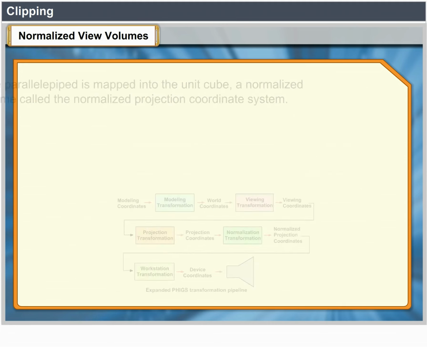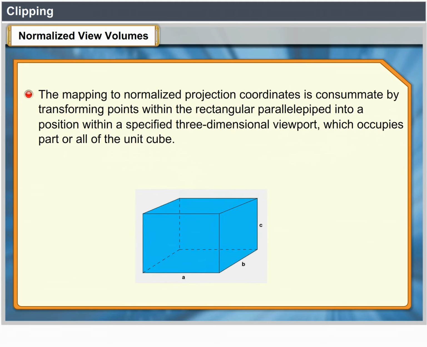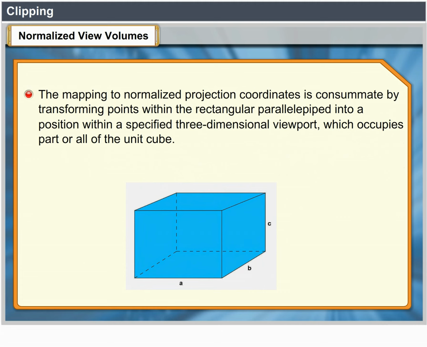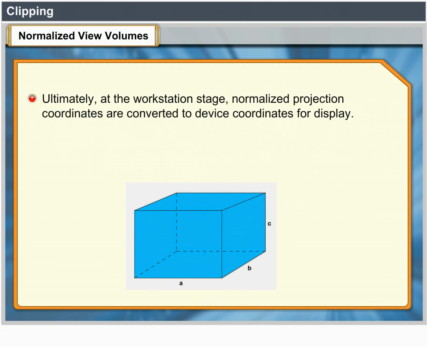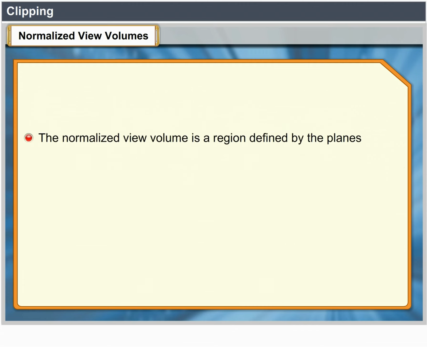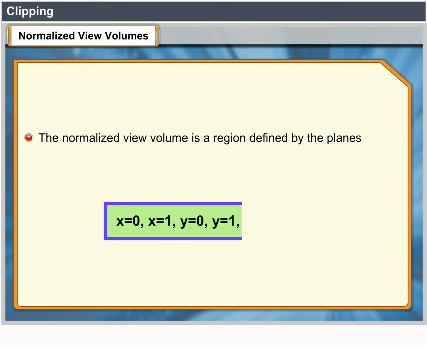system. The mapping to normalized projection coordinates is accomplished by transforming points within the rectangular parallelepiped into positions within a specified three-dimensional viewport which occupies part or all of the unit cube. Finally, at the workstation stage, normalized projection coordinates are converted to device coordinates for display. The normalized view volume is a region defined by the planes x equals 0, x equals 1, y equals 0, y equals 1, z equals 0, and z equals 1.